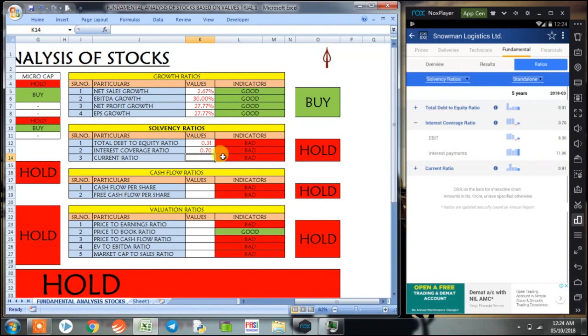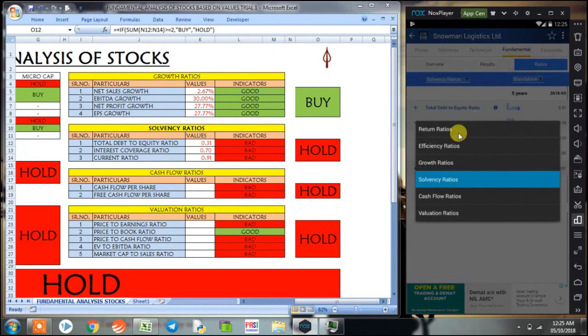Now current ratio is 0.91. Current ratio should always be above 1. So 0.91 is also not good. So according to me, the solvency ratio is not good. So the indication here is to hold on to your investment.